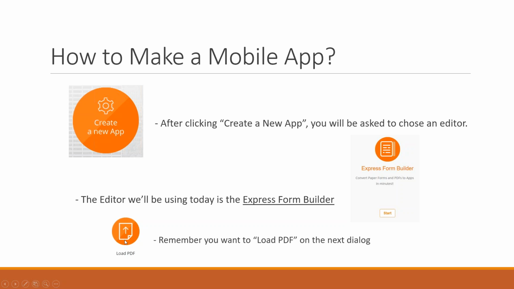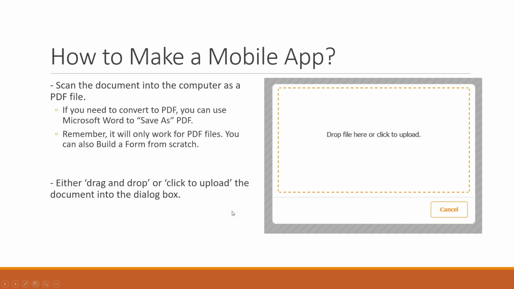And again, this presentation is specifically for people that have a document already and they want to load that document into an app. So the first thing you need to do is scan the document into the computer, obviously. Scan it as a PDF file, but if you can't scan it as a PDF file because of your printer or something's weird, you can actually open documents up in Microsoft Word and then save as PDF. I do it all the time. It's really easy to do. So that's an easy way to make whatever document you have into a PDF.